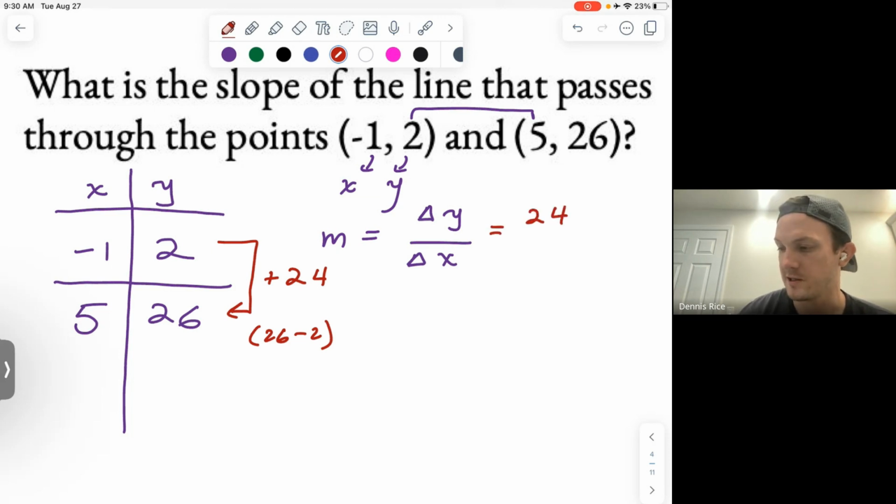And now let's look at our X column. We're going from -1 all the way up to 5. From -1 to 5. What is that as a change?